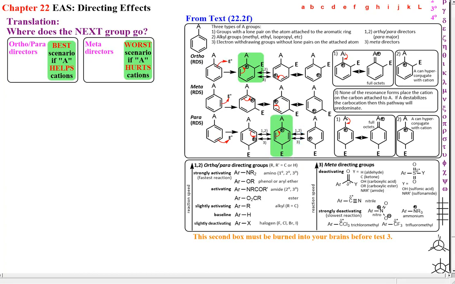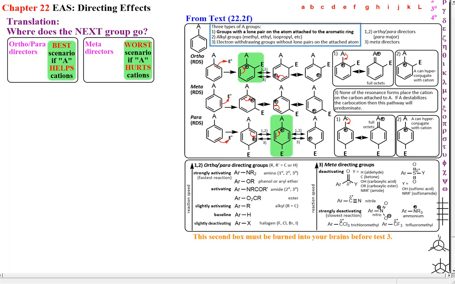All right. What things help cations? Well, the absolute best thing that can help a cation is a group with a lone pair of electrons on the atom attached to the aromatic ring, and that's what I've shown in this box right here. We got a lone pair of electrons on A resonating in. That's the best way to stabilize cations. No octet violations here. Full octets. Better than this one.